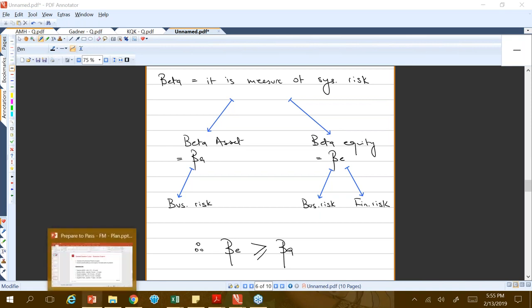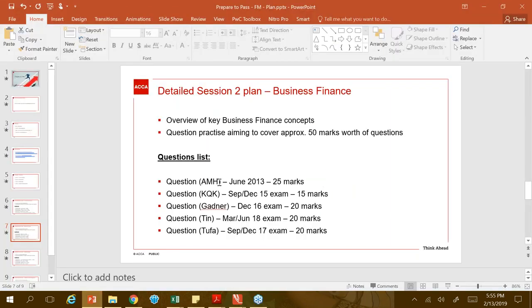Can I take you to the AMH question from the June 13 exam? I've taken this question from a few years ago, which I think is a really good question to practice for the upcoming exams because it uses 4 sources of finance. The AMH question, June 13, for 25 marks.